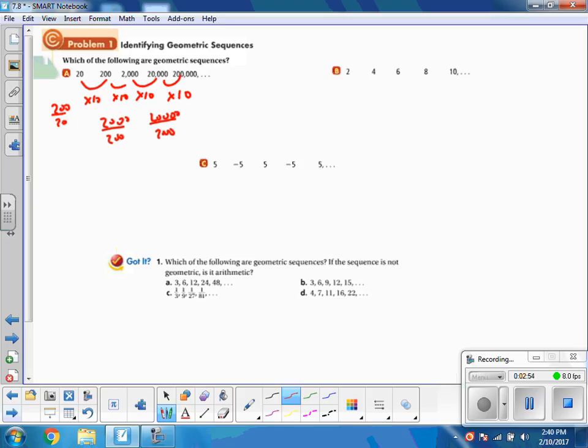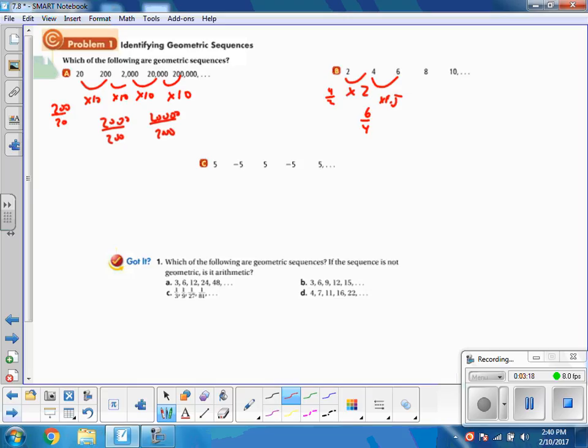When I look at B and I do the ratio of 4 over 2, I can see that it is times 2. And if I do the ratio of 6 over 4, I can see that it's times 1.5. So that already tells me this is not a geometric sequence, because it's not a common ratio all the way through.